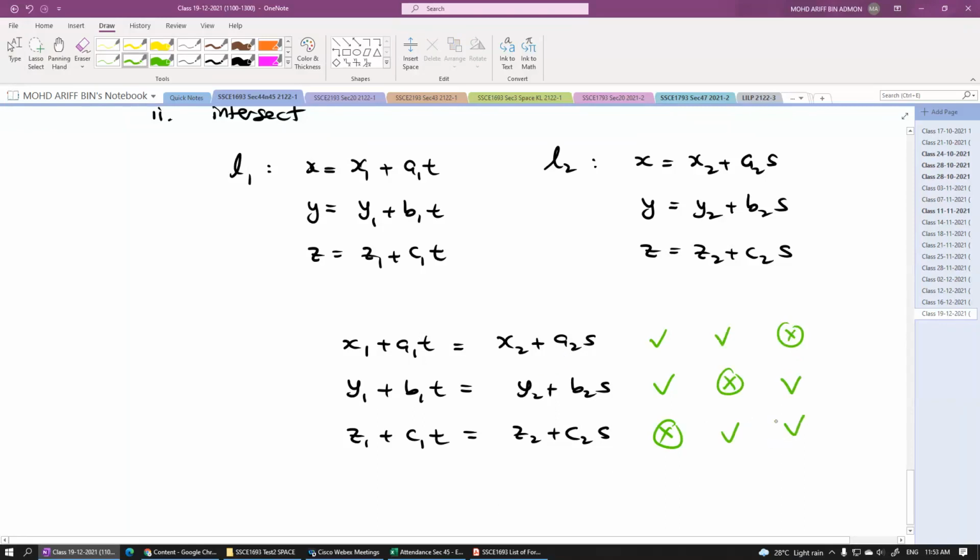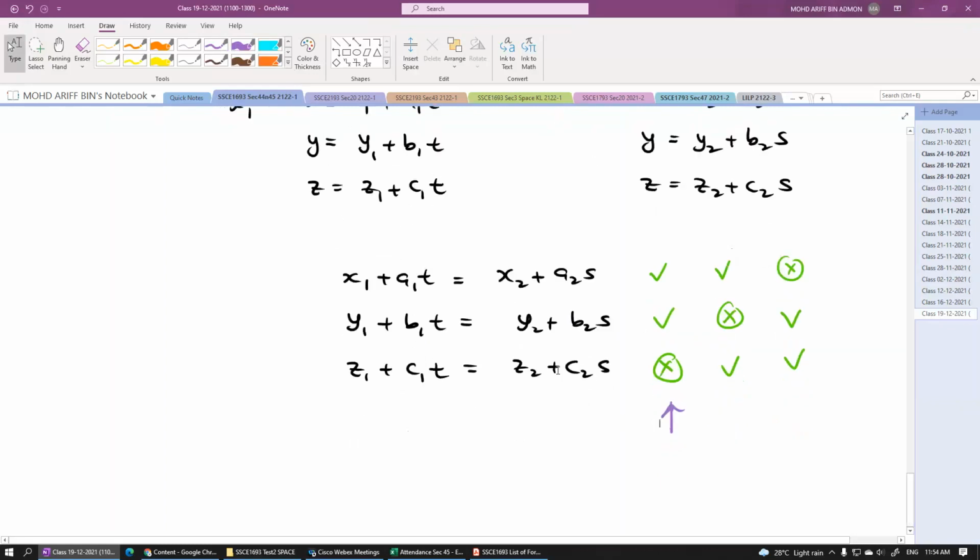You can choose any pair to find s and t, as long as your calculation is easier. Because when we solve simultaneously, we choose any equations that make our calculation easier. That's why you can choose 1 and 2, or 1 and 3, or 2 and 3. You are having different options basically. So let's say you choose the first and the second equation to find s and t.